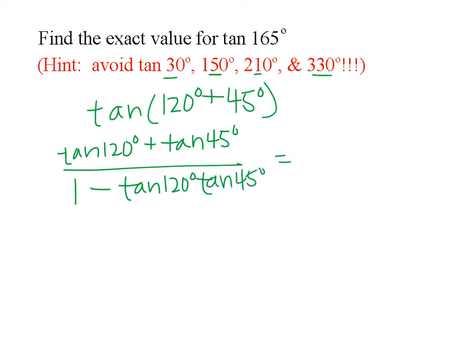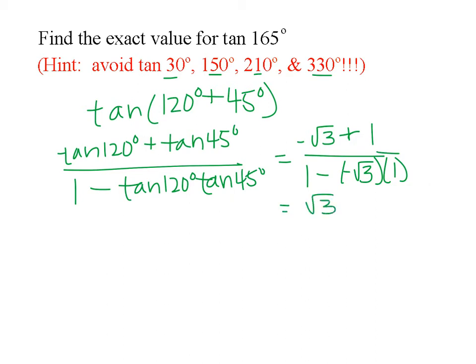And then we just substitute in our values. So tangent of 120 degrees is negative root 3 plus tangent of 45 is 1, over 1 minus negative root 3 times 1. So we get negative root 3 plus 1 over 1 minus negative root 3, so 1 plus root 3.